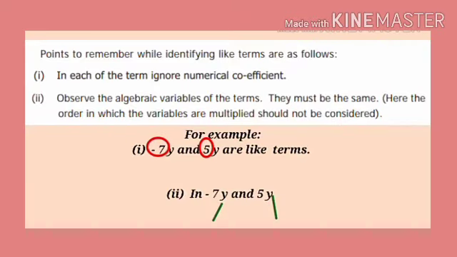Points to remember while identifying like terms are as follows. In each of the terms, ignore the numerical coefficient. Second, observe the algebraic variables of the terms. They must be the same. Here the order in which the variables are multiplied should not be considered.